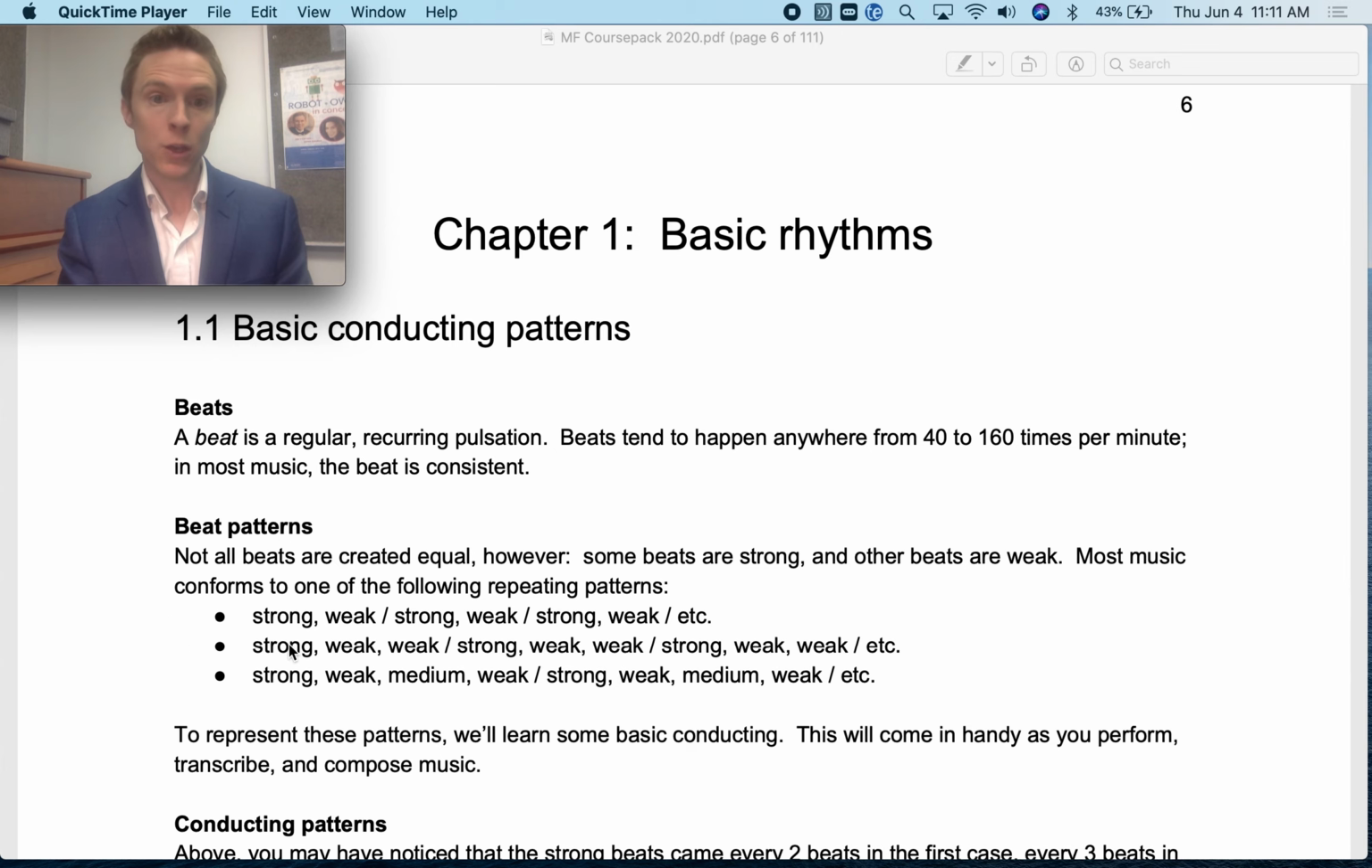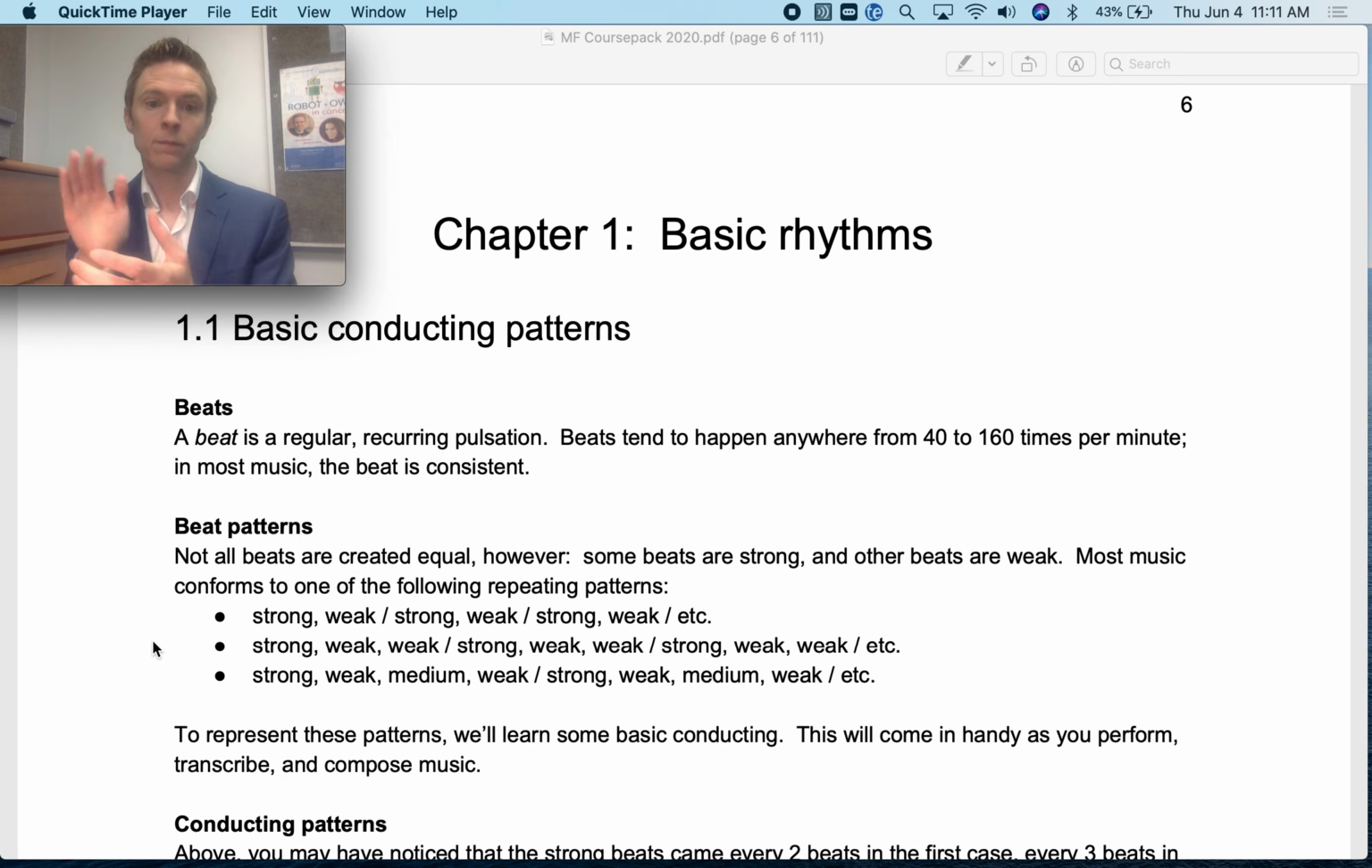The next one, you have a strong beat followed by 2 weak beats, strong followed by 2 weaks, and so on. So just repeating. So clapping it would sound like this. Or strong, weak, weak. And if you were to count to it, 1, 2, 3, 1, 2, 3. So again, 1 is the strong beat, and then 2 and 3 are the weak beats.